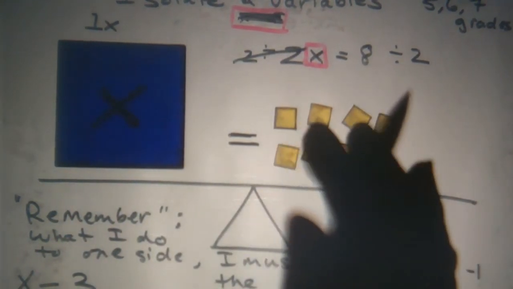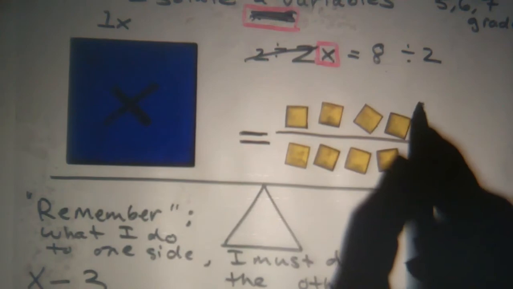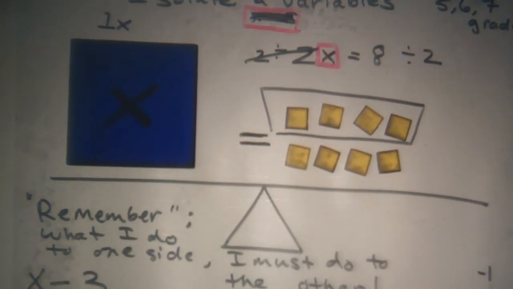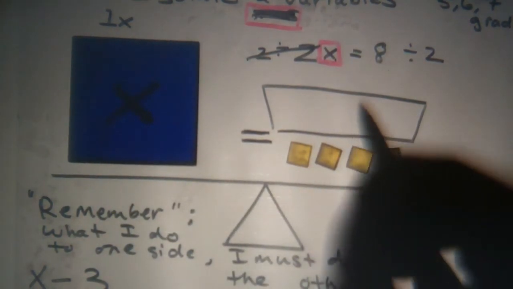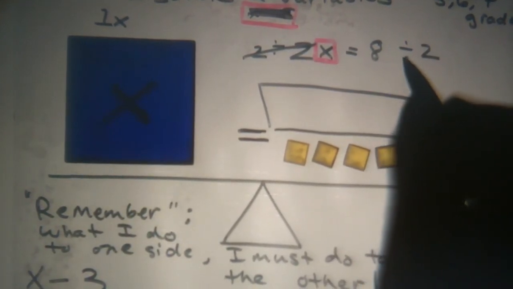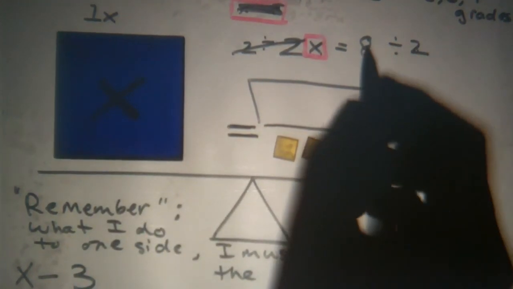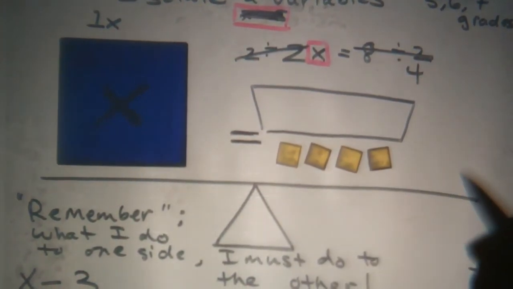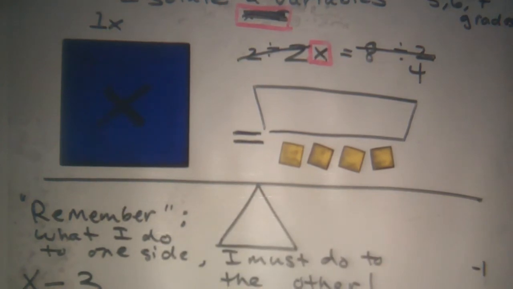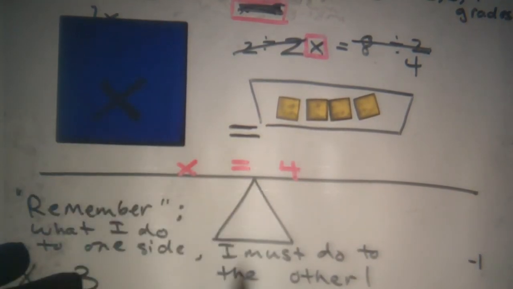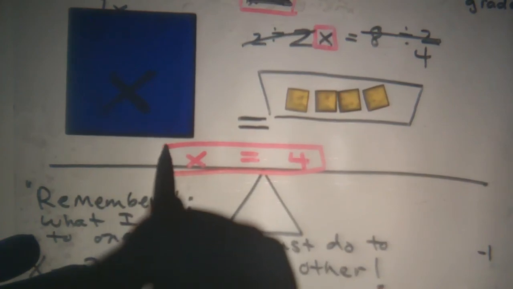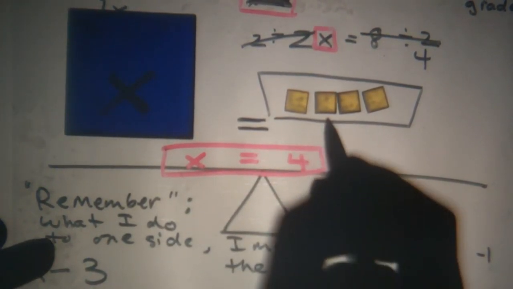If I divide this in 2, I'm getting rid of those. So I can get rid of those, and now I just have 4 left. So does that make sense? Yes. If I take 8, I divide it by 2, I end up with 4. Rewrite it. X equals 4. I have 4 yellows left. I have 1 x left. So I isolated my x. It's happy. It's all by itself on one side of the equal sign. And it equals 4.